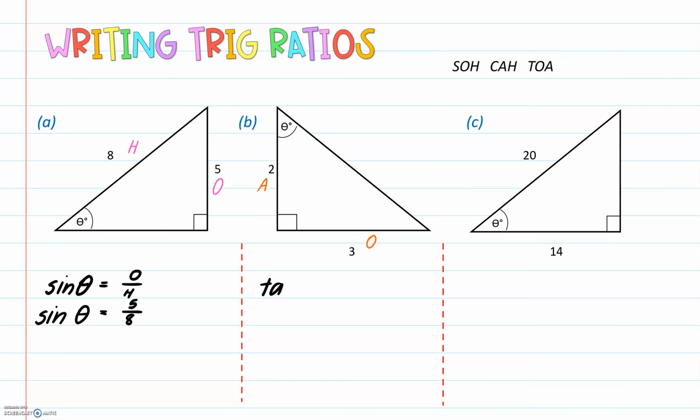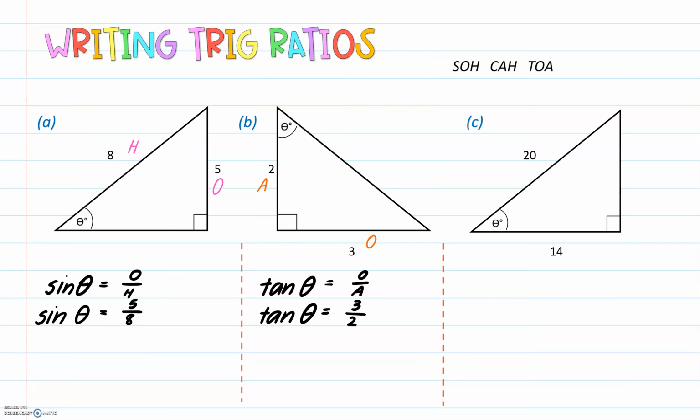So tan theta is equal to opposite over adjacent. That's step 2 done. Step 3, we fill in the values. We don't know theta, so we write tan theta again. The opposite side is 3 divided by adjacent, which is 2.